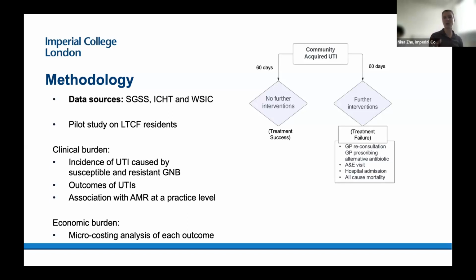As you can see here, we've got our community-acquired infection, and we're looking for further interventions. Potentially somebody's had treatment success, meaning they've had no further interventions, or you can have treatment failure: reconsultation, prescribing of alternative antibiotics, A&E visit, hospital admission, and all-cause mortality. That's us looking at our clinical burden. And then we've also got our economic burden, which is the micro costing.